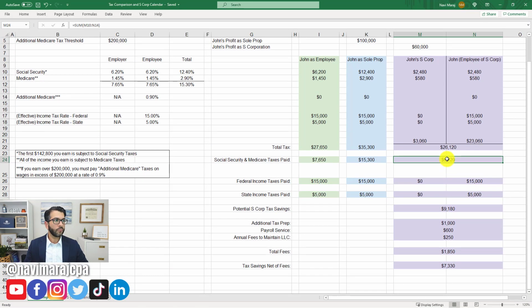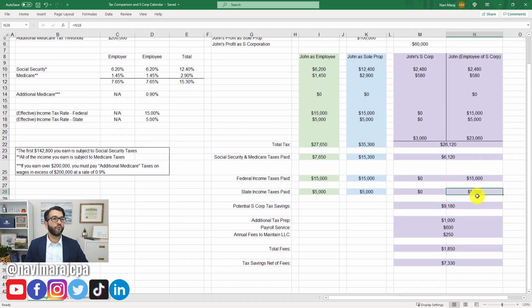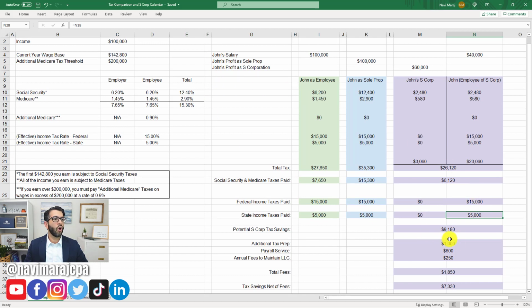So Social Security and Medicare taxes, $6,120, $15,000 in income tax at the federal level, $5,000 in state income tax at the state level. All right. So, when should you form an LLC? Let me not scroll down. I want you to see all these numbers. Well, it only makes sense usually when the business has enough profit to support the additional fees that come along with the S corporation. What do I mean by that?